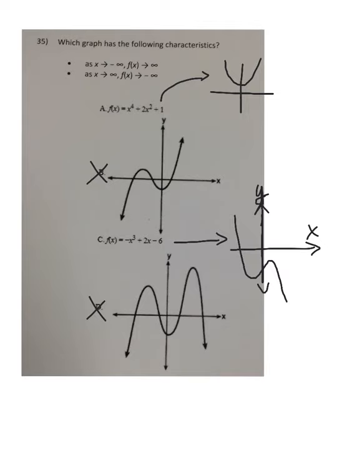So let's look at the last condition that they give you. So as x goes to infinity, in other words, look at the right side of the graph, and we want the y value to go down. So here, right side of the graph, that's not going down, but the right side of the graph over here is. So answer is going to be choice C.